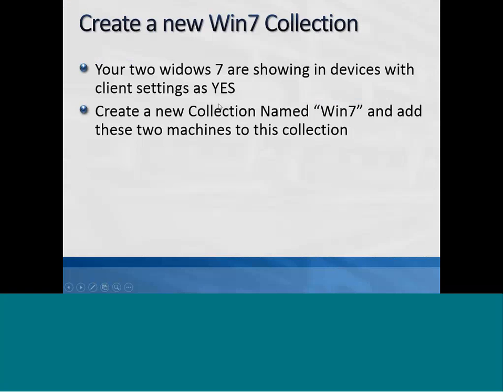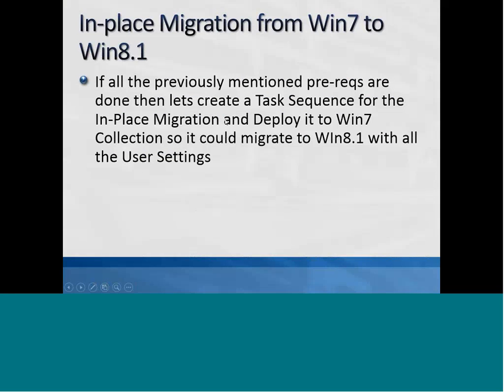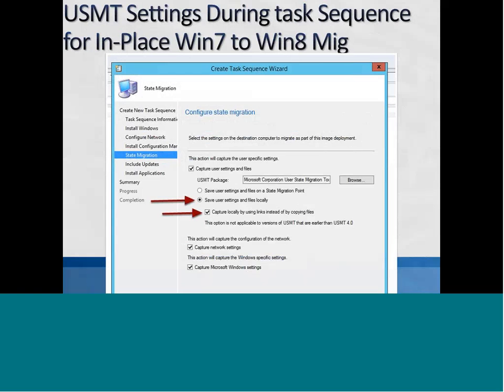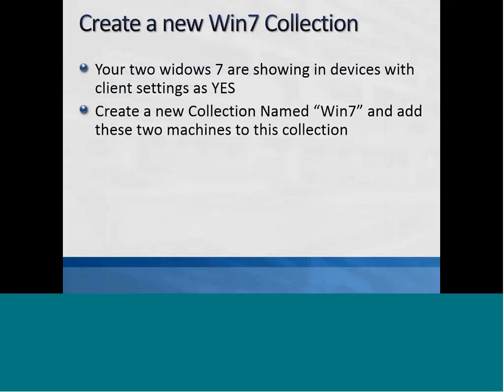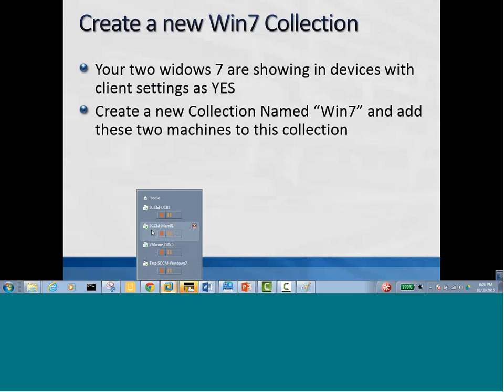Okay, I'm going back to the slide. We have created a new collection and we have added the 2 clients. Now is the time for the final step, which is creating the task sequence that is going to deploy, that is going to migrate everything from 7 to 8, upgrade the OS and migrate the user settings. No fingers crossed, please.